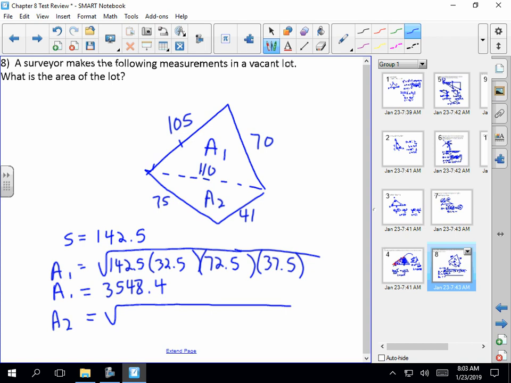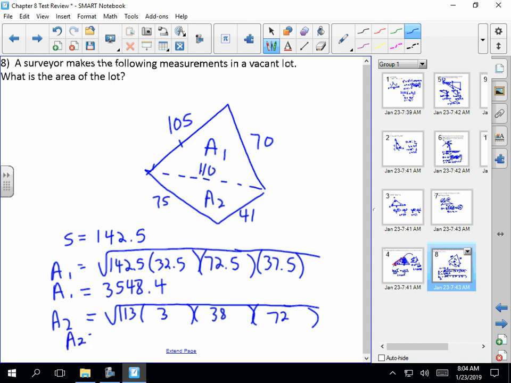And then for A2, we've got a semi-perimeter of 110, 75, 41, which looks like 113 is our semi-perimeter for that second triangle. So I've got a 113 in here for the semi-perimeter, and then we're just going to do three different subtractions. 113 minus the 110 will give us 3. 113 minus the 75 will give us 38, and then 113 minus the 41 gives us 72.